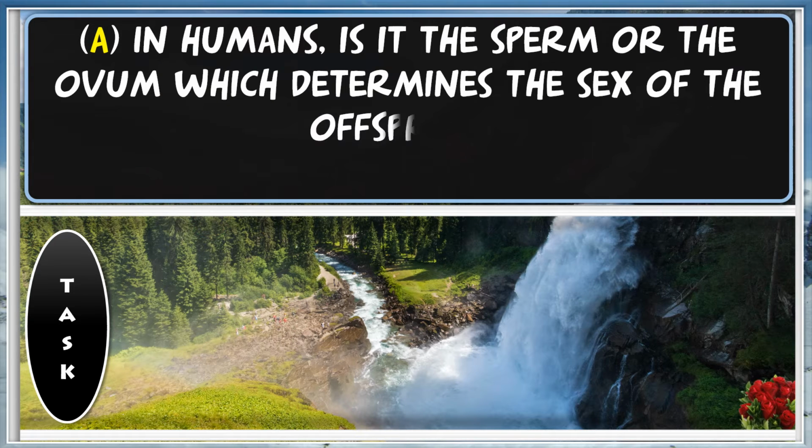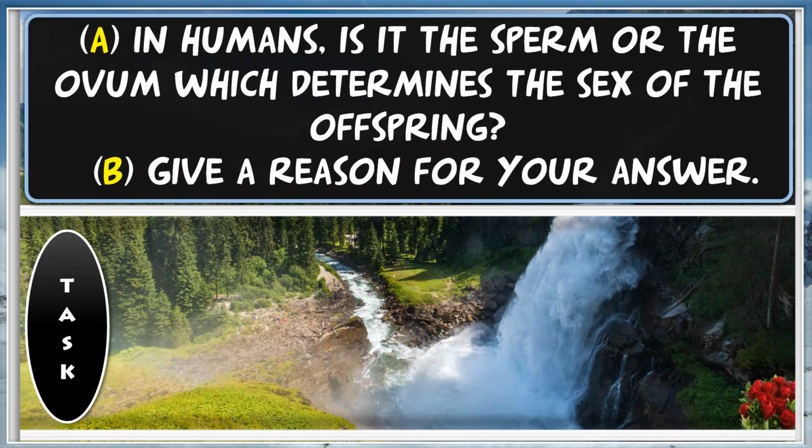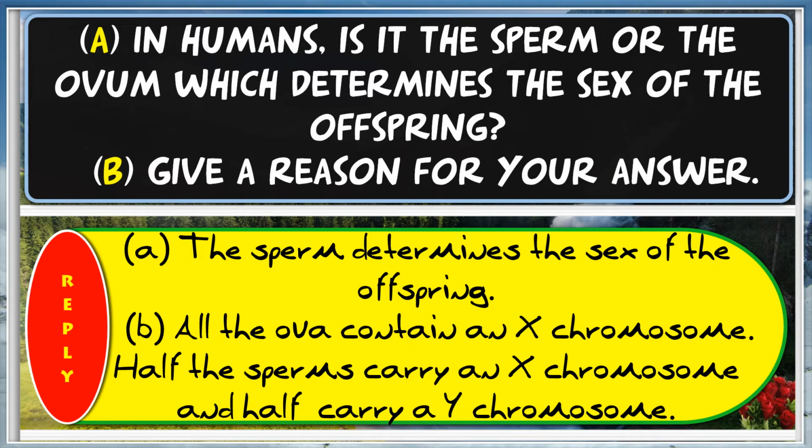Part A. In humans, is it the sperm or the ovum which determines the sex of the offspring? Part B. Give a reason for your answer. Part A. The sperm determines the sex of the offspring. And part B. All the ova contain an X chromosome. Half the sperm carry an X chromosome and half carry a Y chromosome.